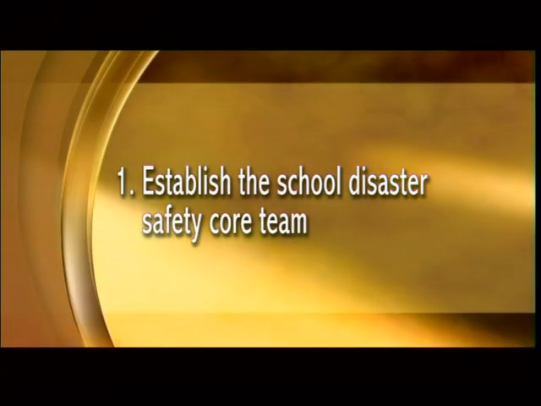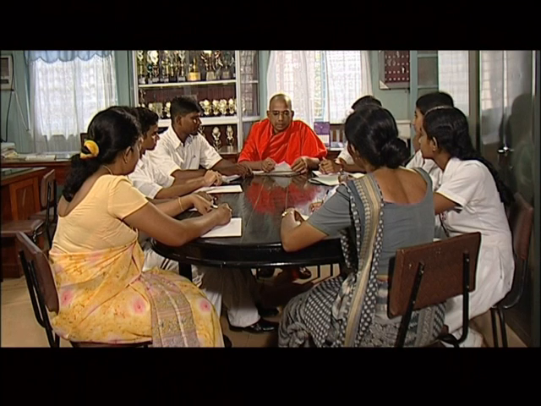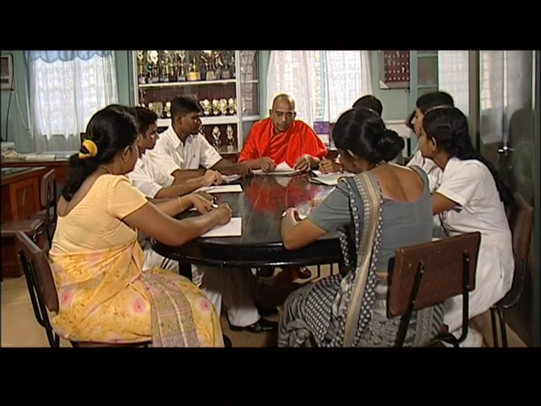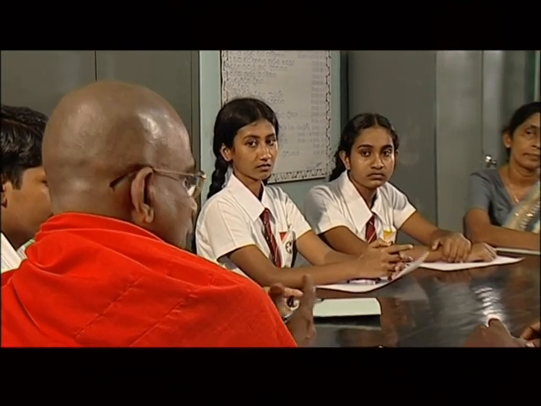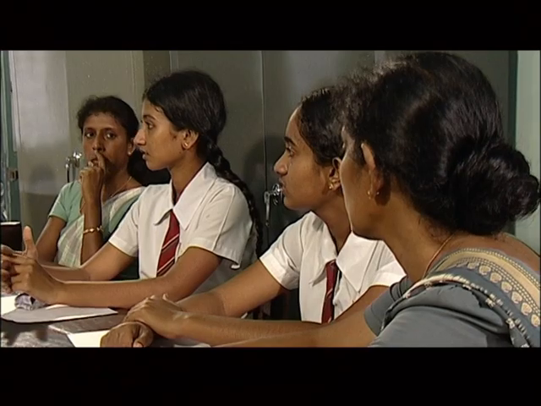Step 1. Establish the school disaster safety core team. The first step of establishing a school disaster safety nuclear team is the initial step of the school safety planning. This can be done through a small meeting which can be arranged in the office room. The meeting is chaired by the school principal, and some teachers and students are invited to participate. This team should discuss the formulation of a school disaster safety plan and how it can be practically implemented in the school.